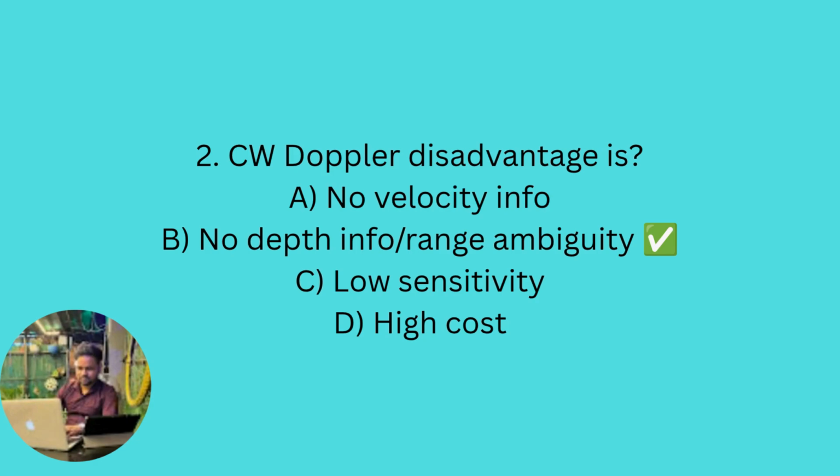Second question of this series: CW Doppler disadvantages are A. No velocity info, B. No depth info, range ambiguity, C. Low sensitivity, and D. High cost. Answer is B. No depth info, range ambiguity.